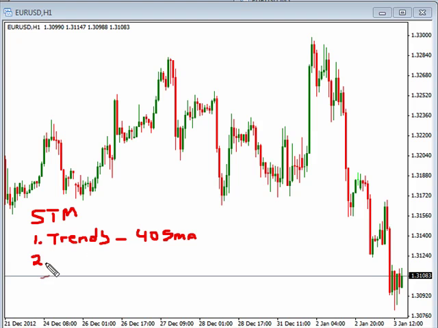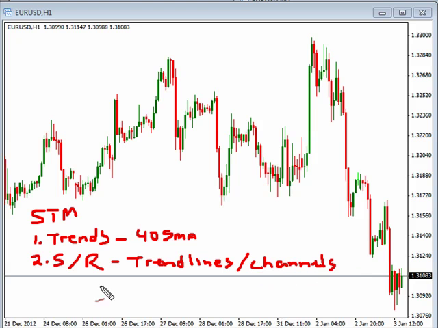Two, we're going to look for support and or resistance. We can draw trend lines, channels, things like that. Could even use a moving average.